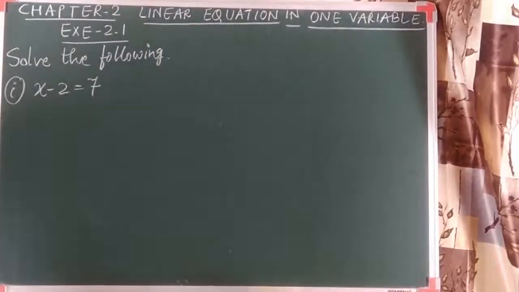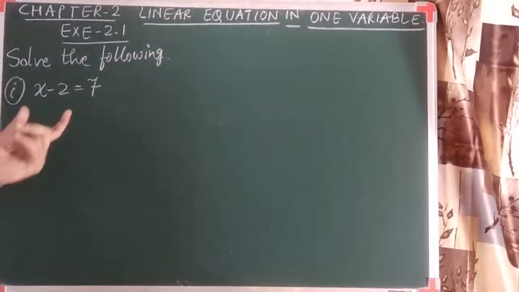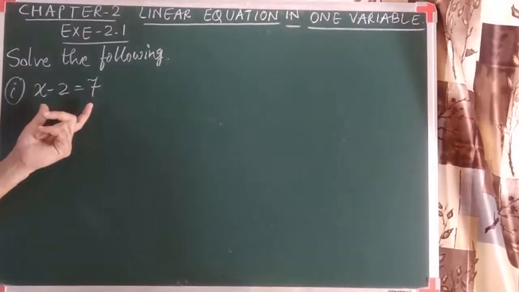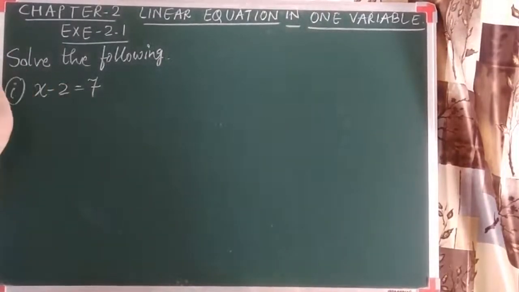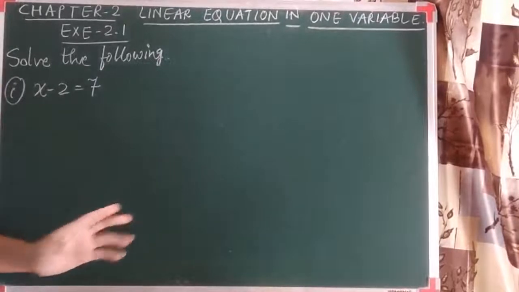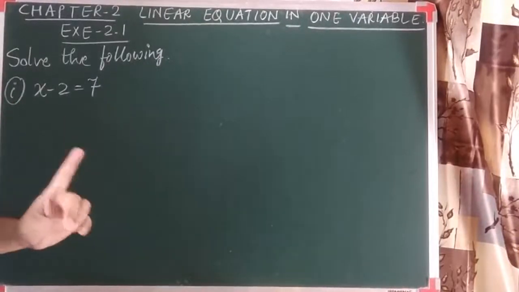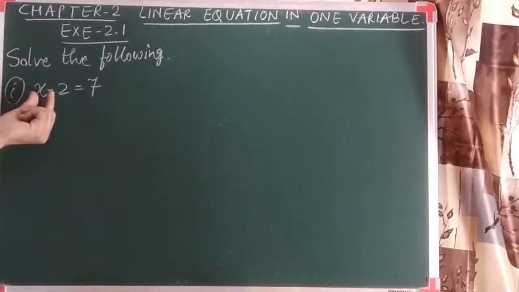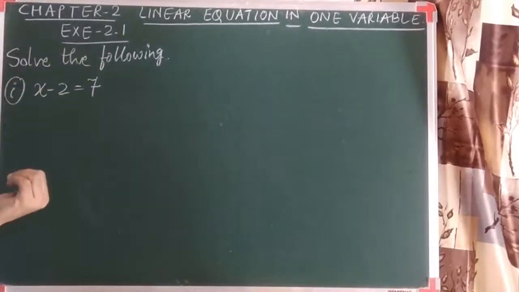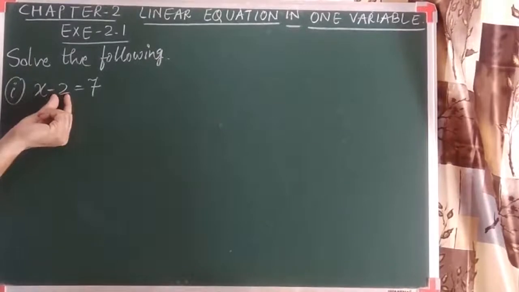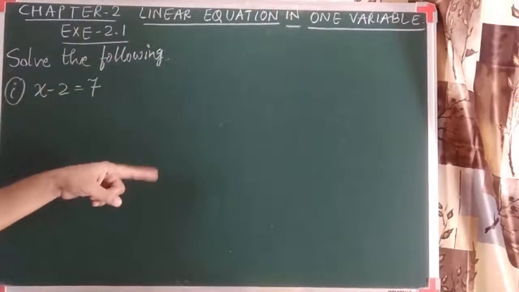Now remember, whenever you have to get the solution of any linear equation in one variable, that means throughout the whole chapter, there are two things we should remember. The first is that we should keep all the variable terms on the left hand side, and we take all the constant terms towards the right hand side. This is the first thing.